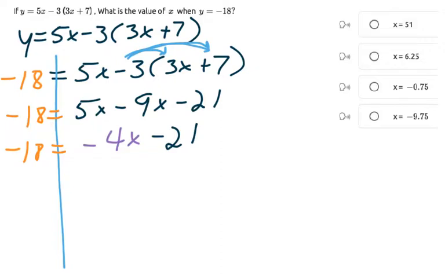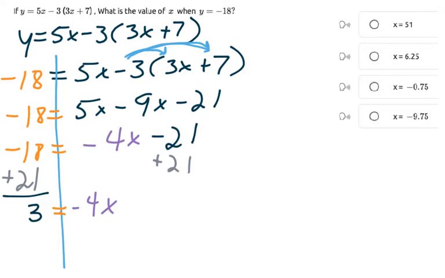So let's move the negative 21 off to that side and get the x by itself. The opposite of minus 21 is to add 21 to both sides. A negative 18 and a positive 21 is going to be 3 equals negative 4x. So I'm down to 3 equals negative 4x, and actually I'm going to fix this real quick and even it out. So 3 equals negative 4x.